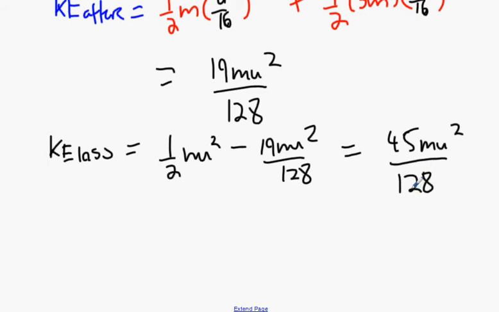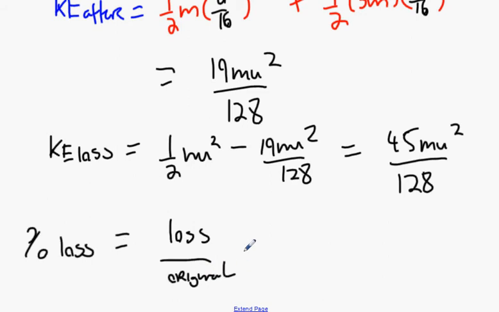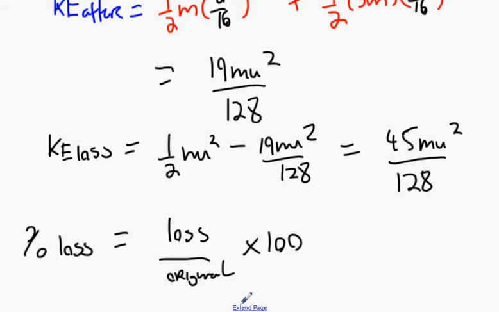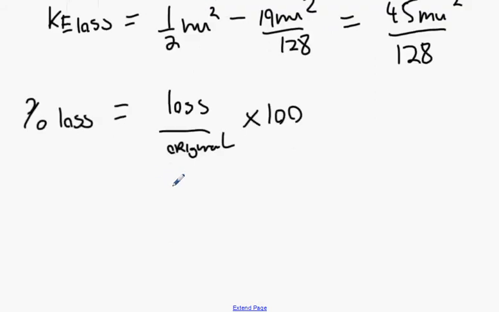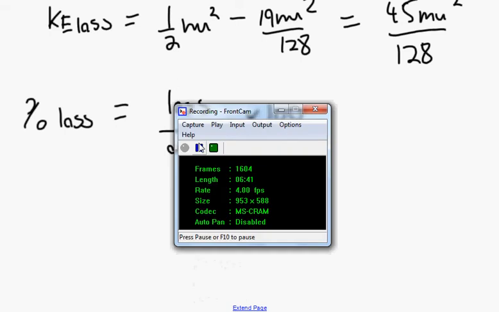Okay, we're asked for percentage loss. Percentage loss equals loss over original amount multiplied by 100, which in turn is going to be 45. Awesome. We're going to do this.